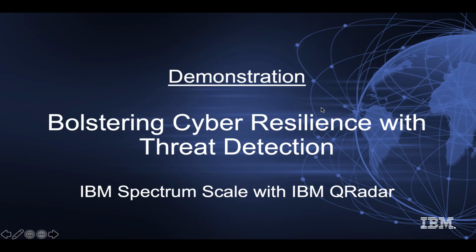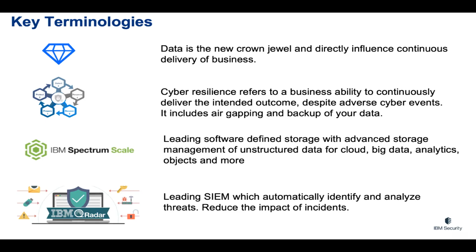This is a demonstration for bolstering cyber resiliency with threat detection, a unique integration of IBM Spectrum Scale with IBM QRadar. Key terminologies. Data is the new crown jewel, and we need to proactively secure it from cyber threats which may be internal or external to an organization. Data directly influences the continuity of a business.